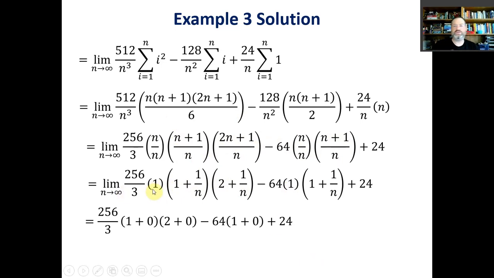So this 1 just went away because it's multiplied. Here we have 1 plus 0. This is 2 plus 0. This 1 went away. This is 1 plus 0, and this stays 24. Simplify as much as you want to or as much as you can. Once you have a bunch of numbers written down, you don't have to show any more work.